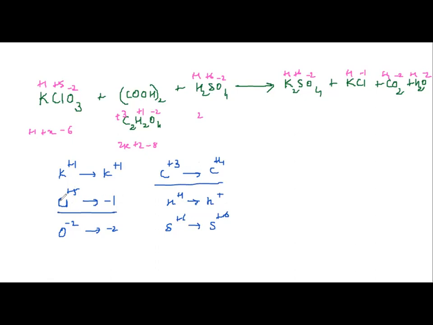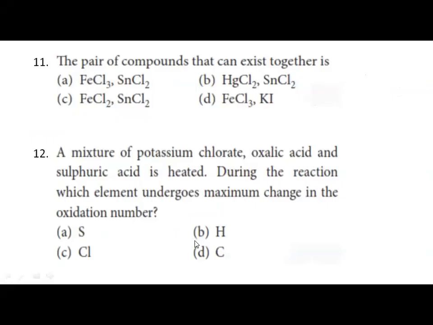Carbon change is not that much. See, chlorine from plus 5 is becoming minus 1. That means plus 5, plus 4, plus 3, plus 2, plus 1, 0, then minus 1. So from plus 5 to minus 1. So the maximum change in the oxidation number occurs in the case of chlorine. So Cl is the correct option.